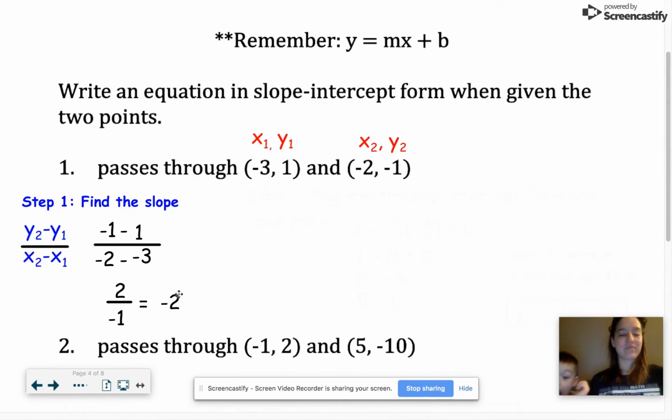All right. Now that I have my slope, if you think about it, and you go back to yesterday's lesson, I have a slope and I have points. So what I'm going to do is pick a point, whether it's from my 1s or my 2s, and I'm going to use my slope and a point and plug in and solve.